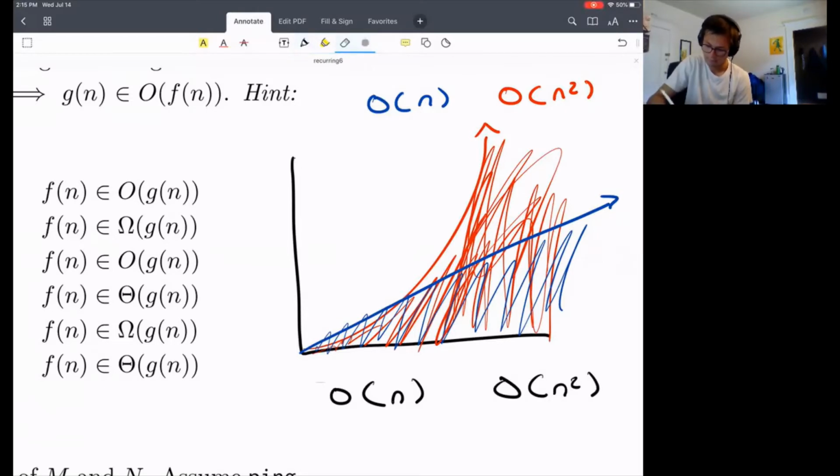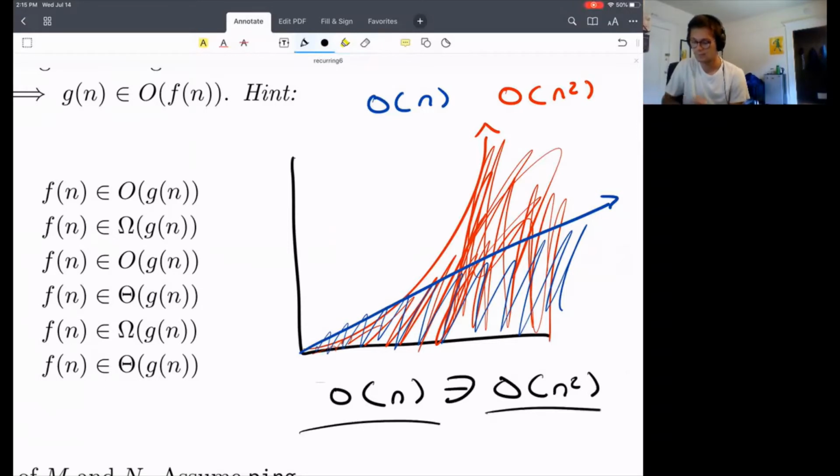Here's a question. Is this true? Is it true that O(n squared) is contained within O(n)? Well, it's not, right? Because what is O(n)? O(n) is the blue shaded region. O(n squared) is the red shaded region. The red shaded region is partially, but not completely, contained within the blue region. But because it's not completely contained within the blue region, we cannot say this statement is true, right?